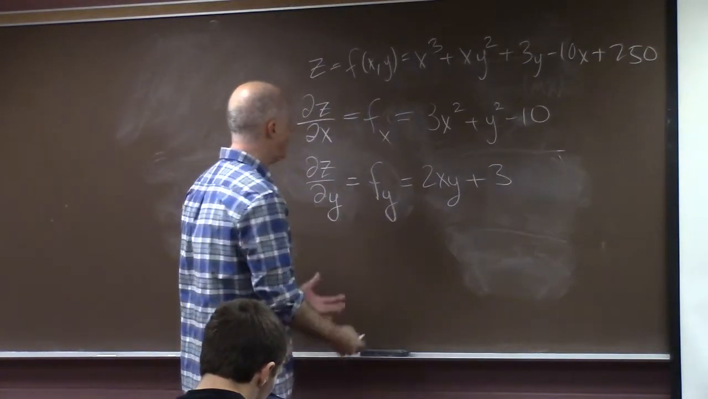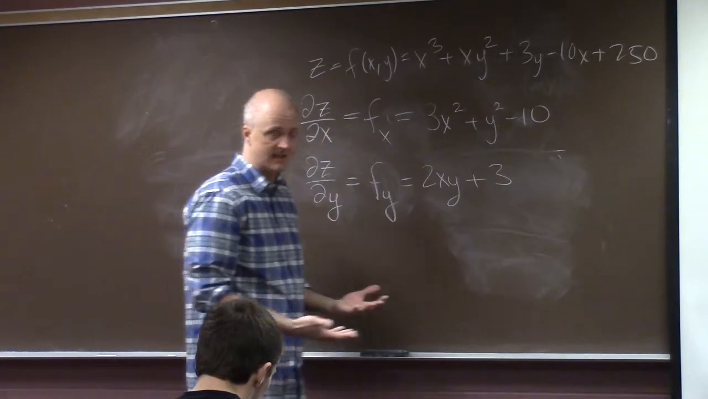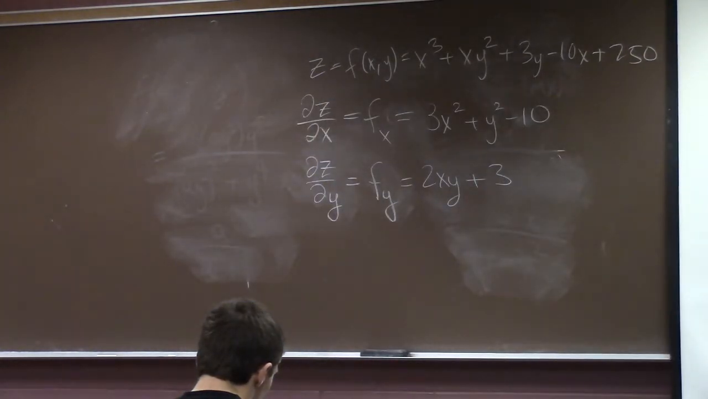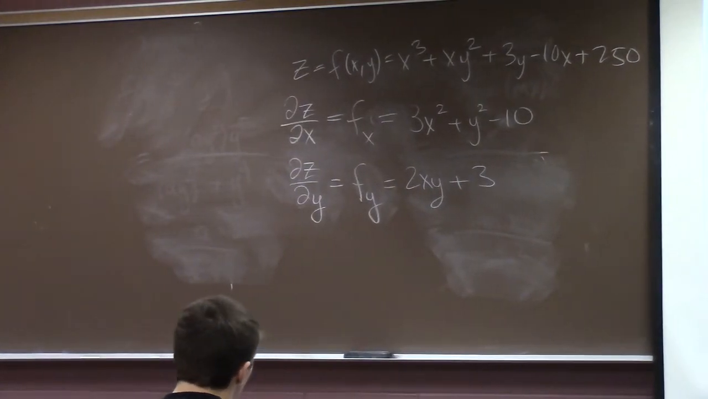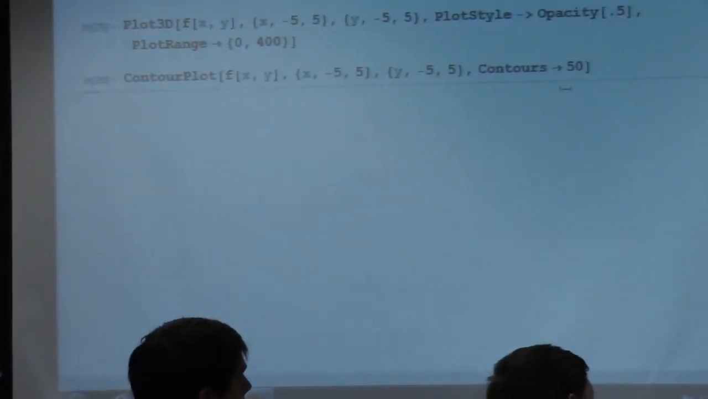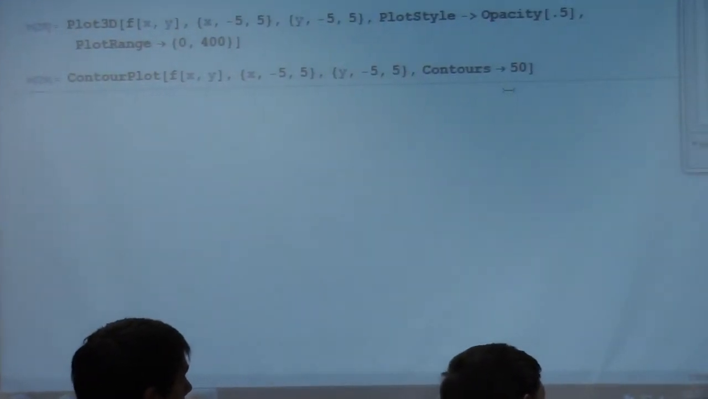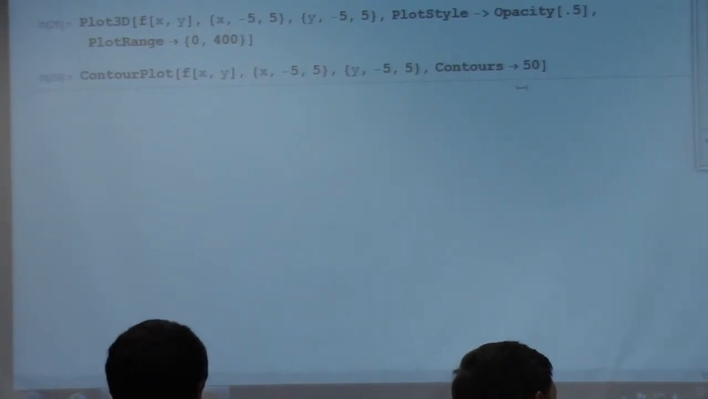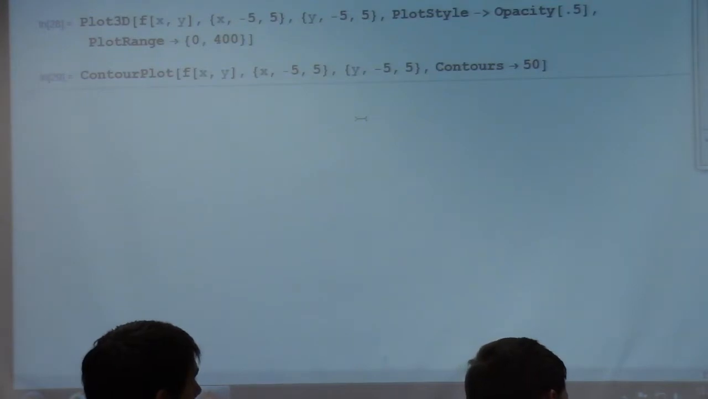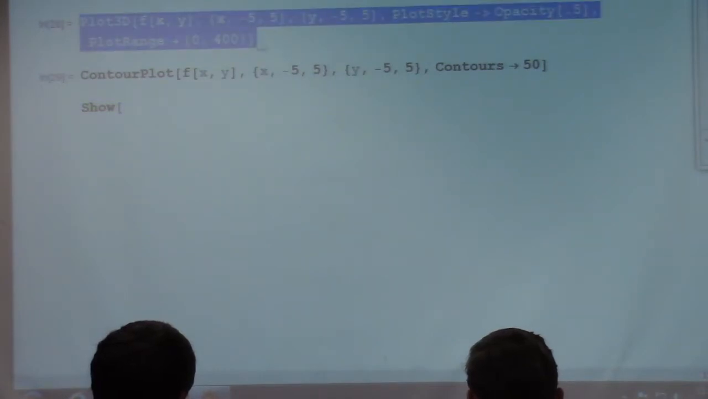Instead, I want to focus on the geometric meaning of these things. What's the geometric meaning of them? They do give you slopes, just like ordinary derivatives in Calculus 1 give you slopes. But what slopes? That's the key question here. All right, we're going to look at the 3D plot to try to help us figure out what slopes. Copy and paste this here.